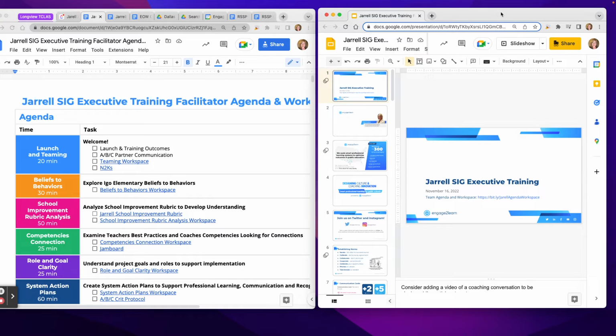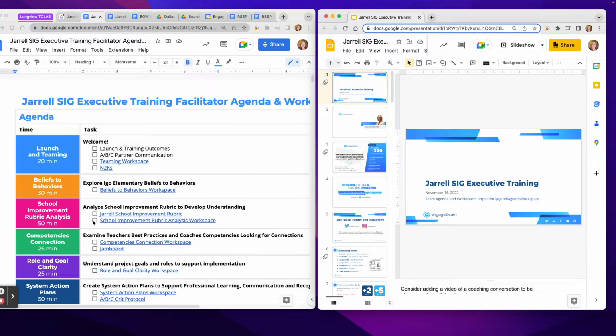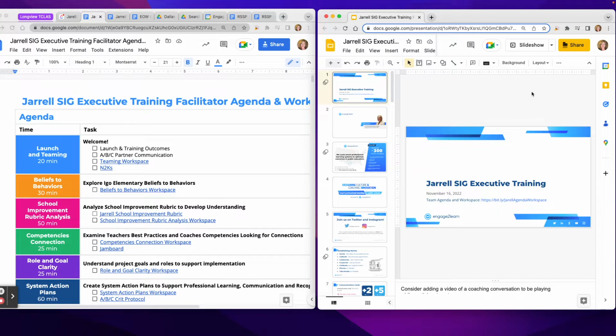But you'll see here that I have the facilitator agenda on the left side of the screen and the slide deck on the right. And my intent is just to walk you through the overview of the training. This will be a 4-hour session with only 3 people from IGO Elementary. So it's just one team.